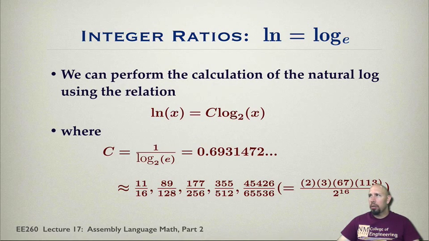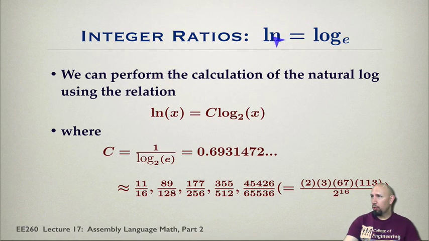Now that we've worked through the problem of log base 2, we can turn our attention to something that's perhaps a little more common, the natural log. The natural log is often referred to as the log base e. We can perform the calculation of the natural log using this relationship: the natural log of x is equal to some constant times the log base 2 of x. So the log base 2 of x can be used to give us the natural log of x.